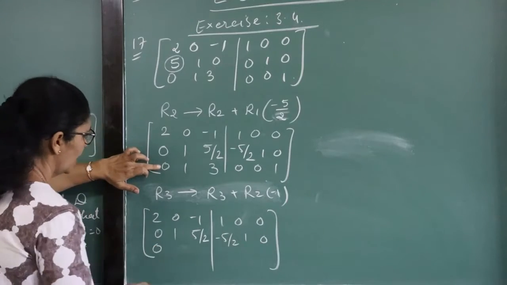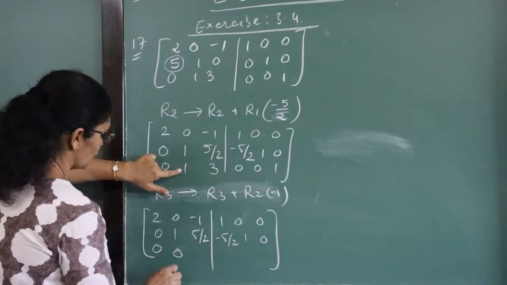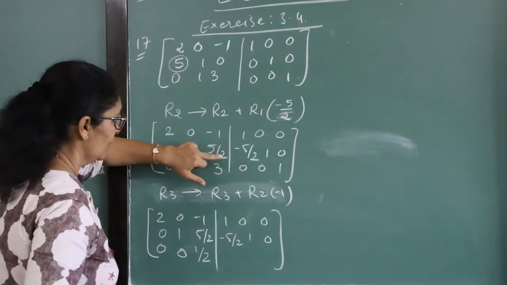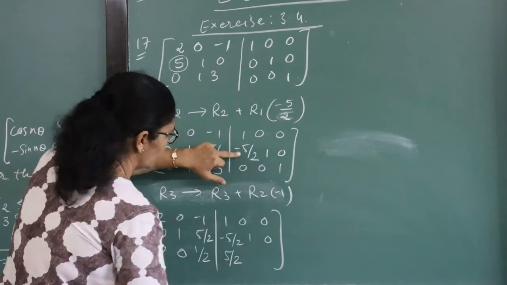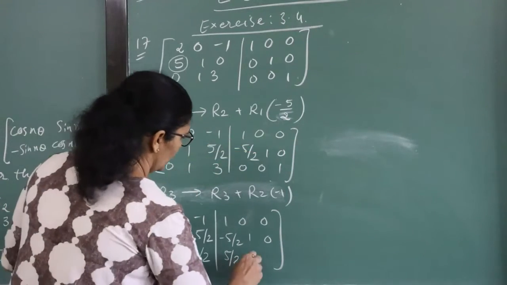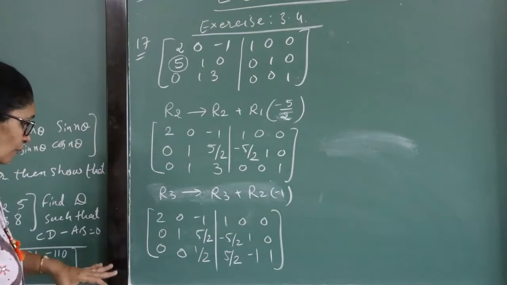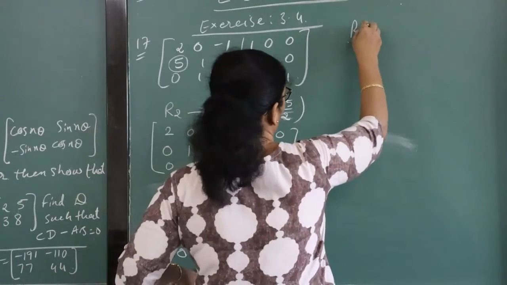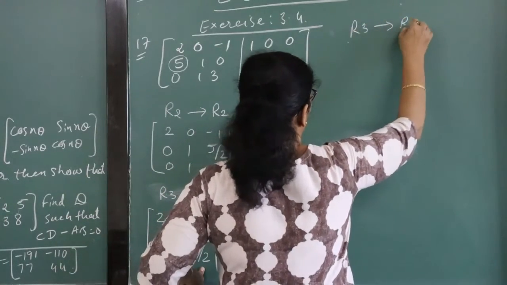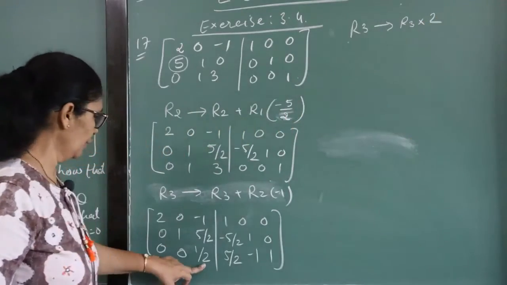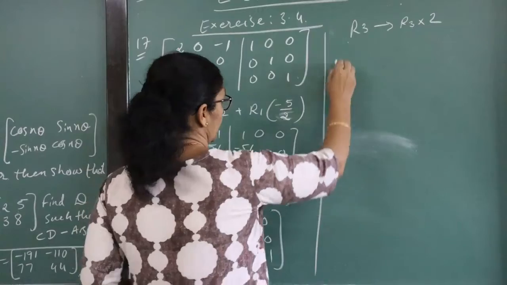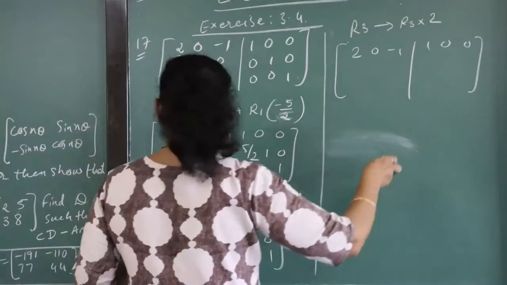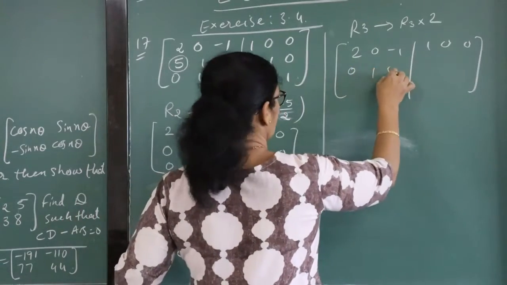0 into something is 0, and added in 0, it doesn't matter, this is plus or minus 1, 0. Now 3 minus 5 by 2 will be half. Multiply this minus 5 by 2 with the minus sign, so plus 5 by 2. Minus 1 and this 1 as it is. Now we don't want this half, we want 1 here. So directly the third row will be multiplied with 2. Third row, so we will get 2 0 minus 1, 1 0 0 as it is. The second row also as it is.